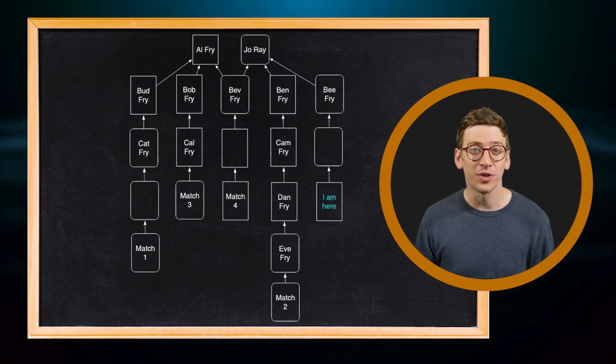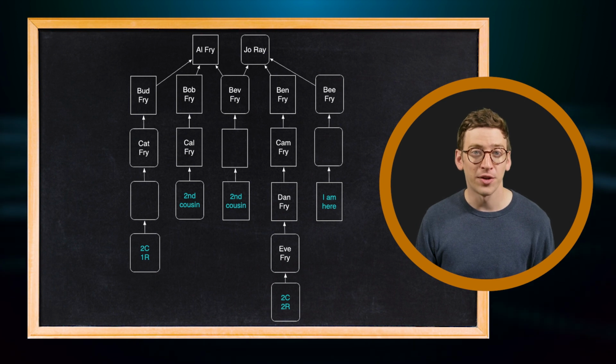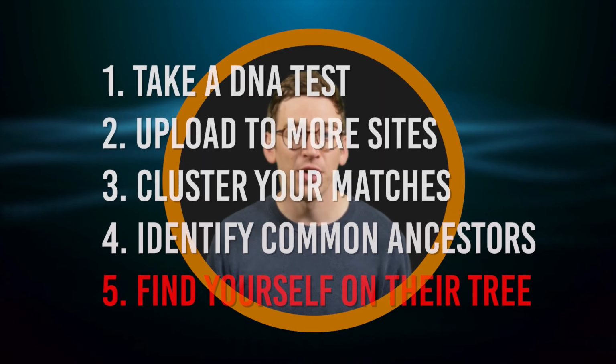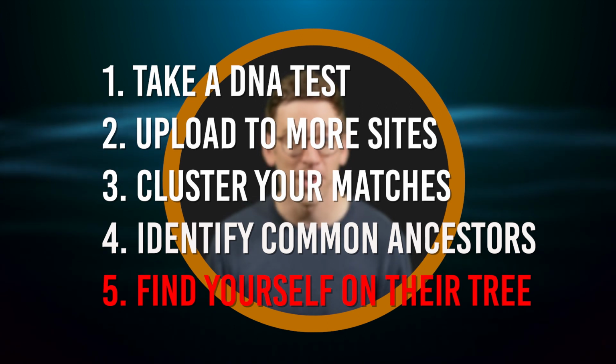Now, if you know where you fit on the Fry family tree, you can add yourself in. That will allow you to put a relational label on each match. Second cousin once removed, and so on. If you don't know where you fit on the tree, that's okay. Check out our next video on finding yourself on your matches tree.